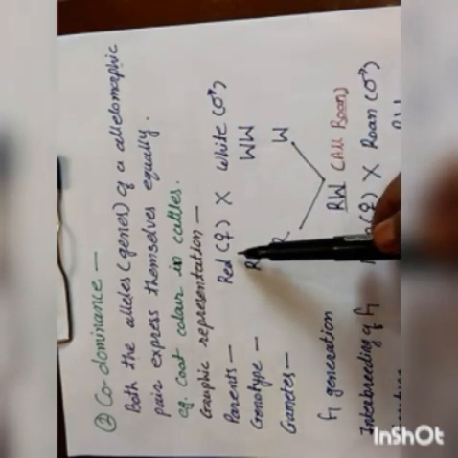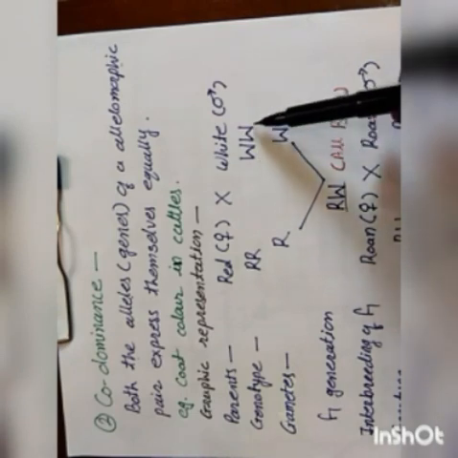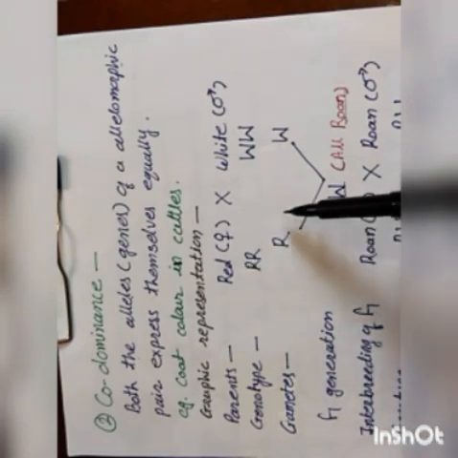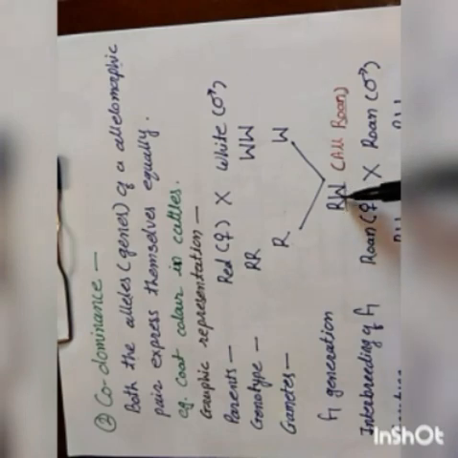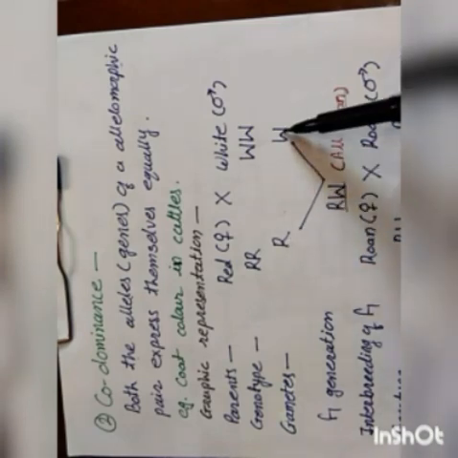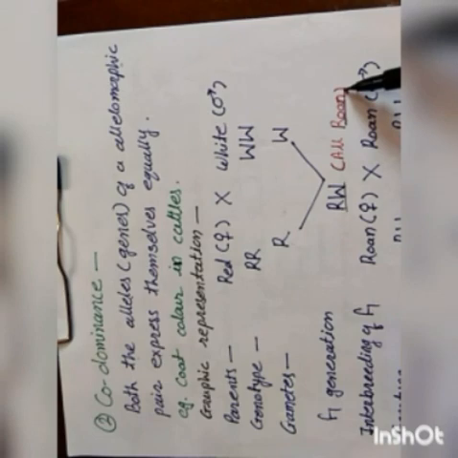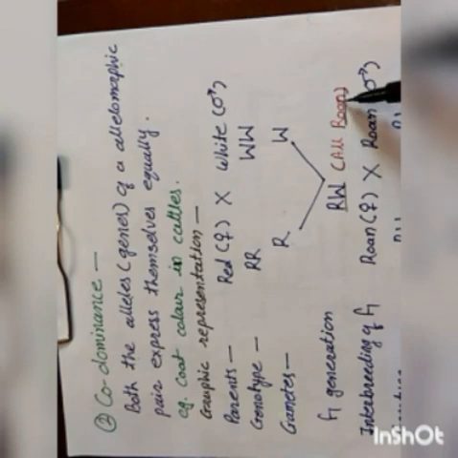The genotype of the red cow is capital R, capital R. The genotype of the white bull is capital W, capital W. Then the gametes of the red cow are capital R, capital R, and the gametes of the white bull are capital W, capital W. In the F1 progeny, this capital R unites with this capital W and a progeny is formed with capital R, capital W, and it is the Roan. Means Roans are the F1 hybrids in which both red and white coat colors are developed in equal proportion independently. That's why these are called Roans.